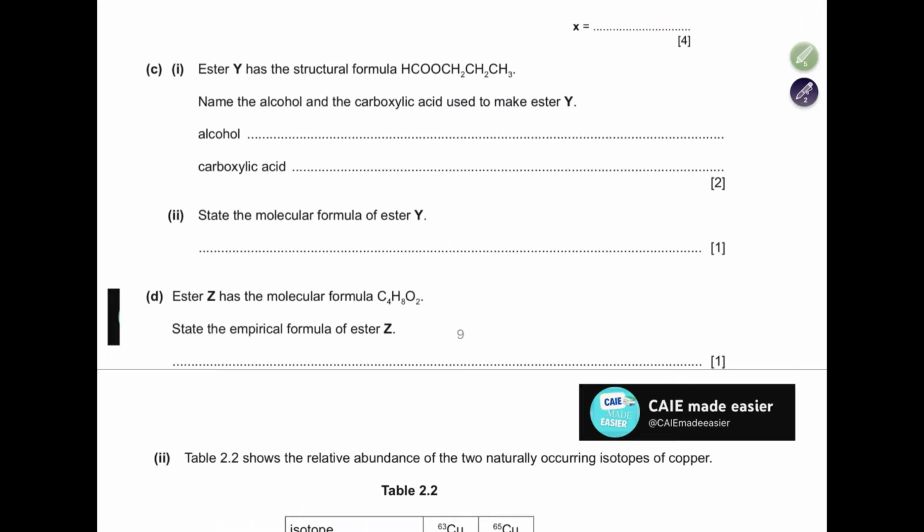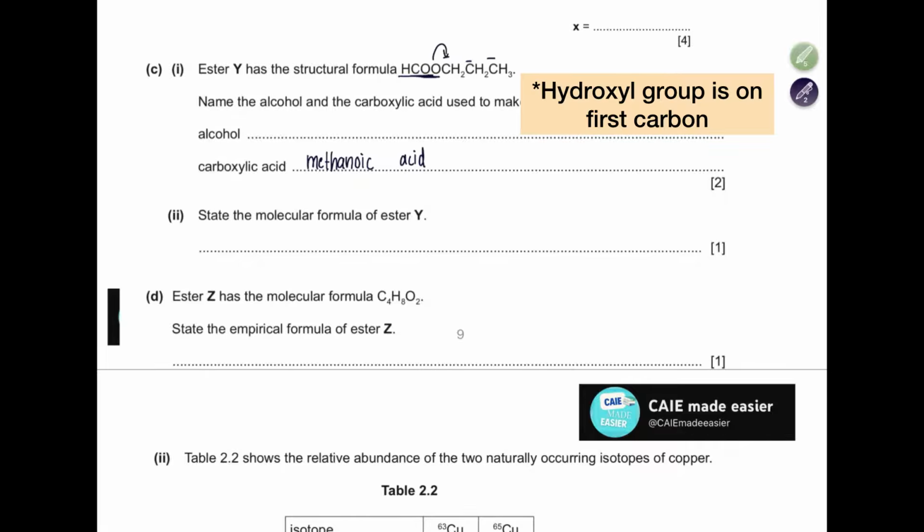I included this question for the molecular and the empirical formula. Ester Y has this structural formula. Name the alcohol and the carboxylic acid used to make ester Y. To do that, we have to read from the C=O. This is the carboxylic acid. We have methanoic acid, and then the remaining is going to be the alcohol. So count the carbon, 1, 2, 3. And the alcohol is on the first carbon, so we'll say propan-1-ol.